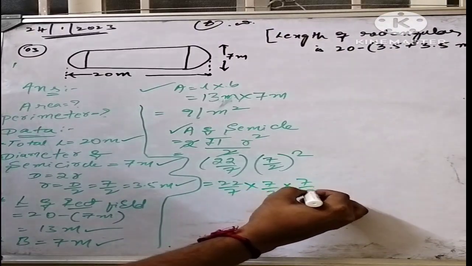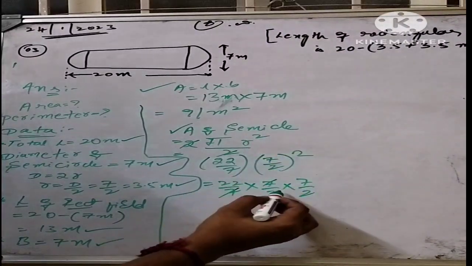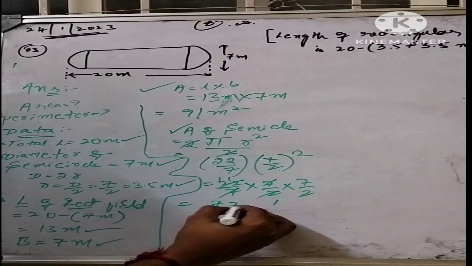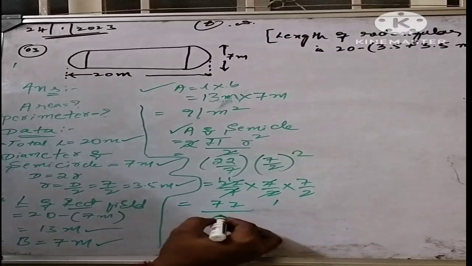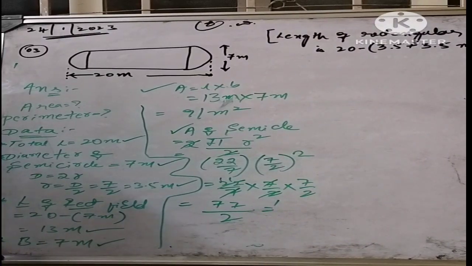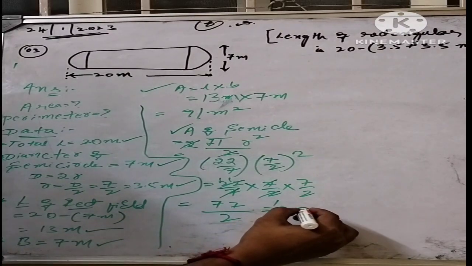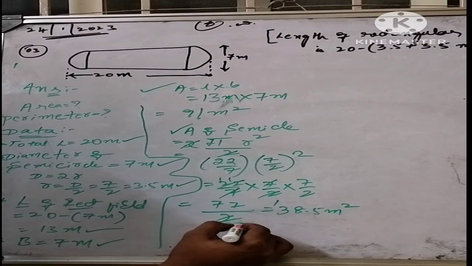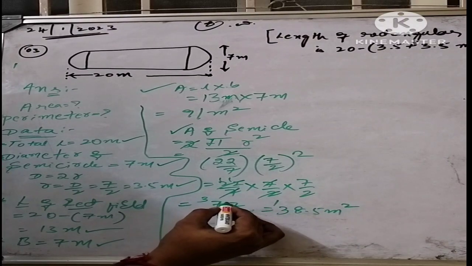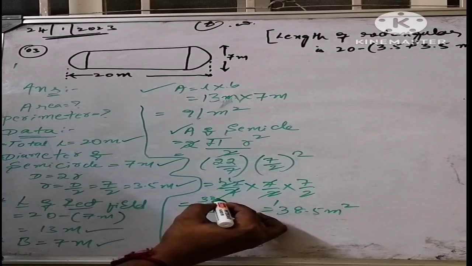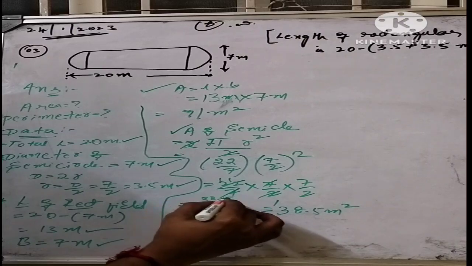Why? Because we have a square. So 7 gets cancelled. 2 ones are 2, 11s are 11, so 11 into 7 is 77. 11 sevens are 77, and 2 2s are 4. And for this area, the area of the two semicircles, we will get 38.5 meter square. When you cancel, you will get 2 ones are 2, 2 threes are 6, and 1 should be carried here. 2 8s are 16 and 0.5. 2 5s are 10. So 38.5 meter square.